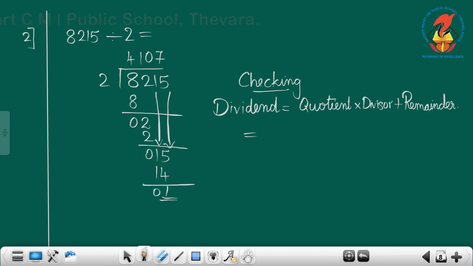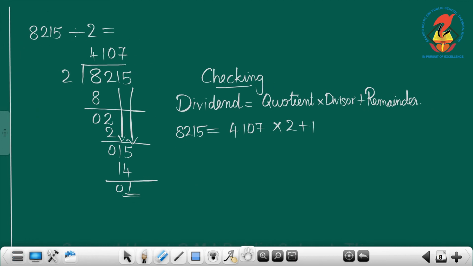Okay. So what is the dividend here? Dividend is 8215. After the calculation we want to get this number. So what is the quotient here? The answer in division is called quotient. That means 4107 into what is the divisor here? 2 is the divisor, plus remainder 1 is the remainder. We can check the answer in the calculation part.